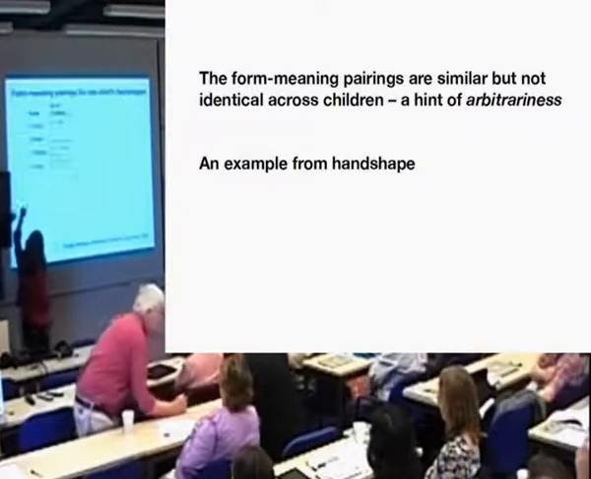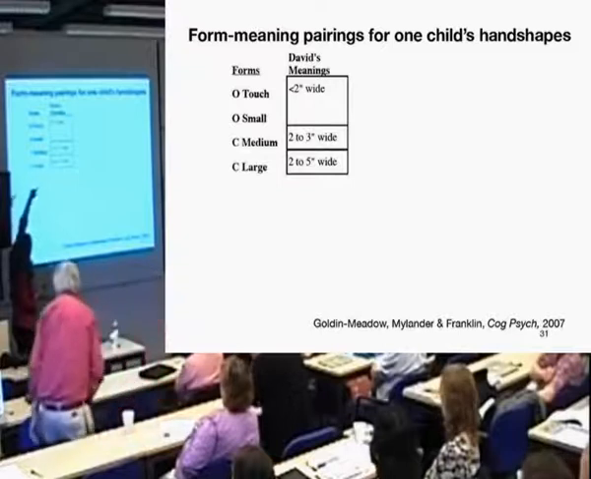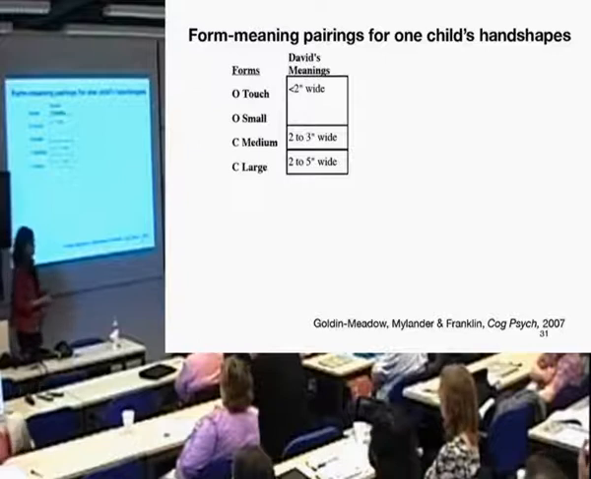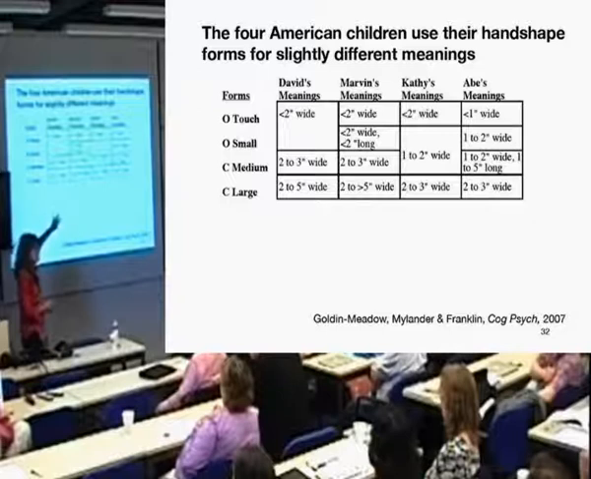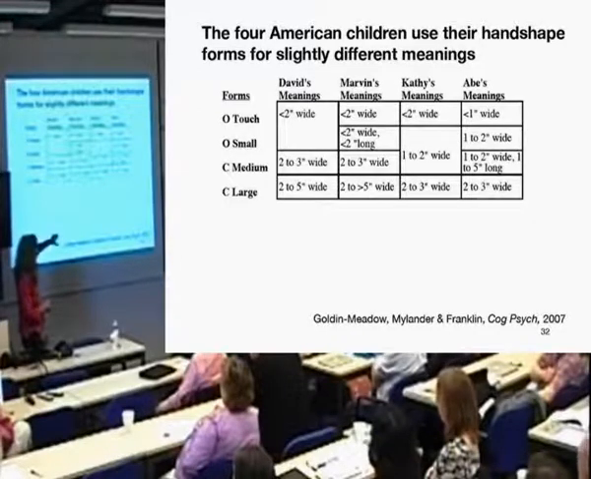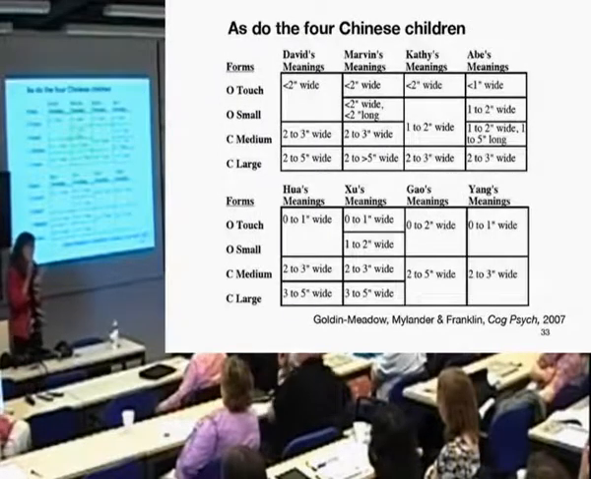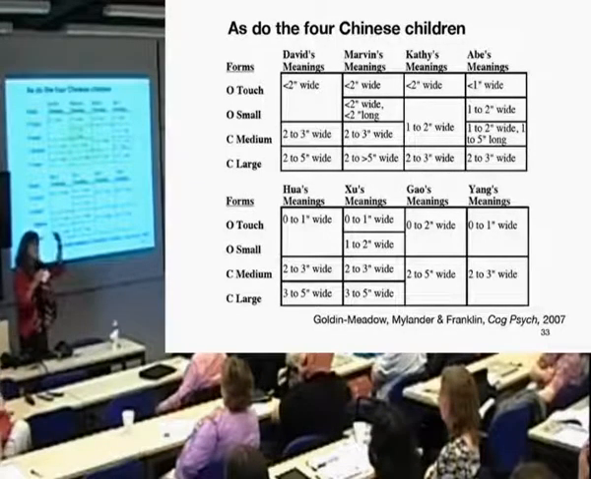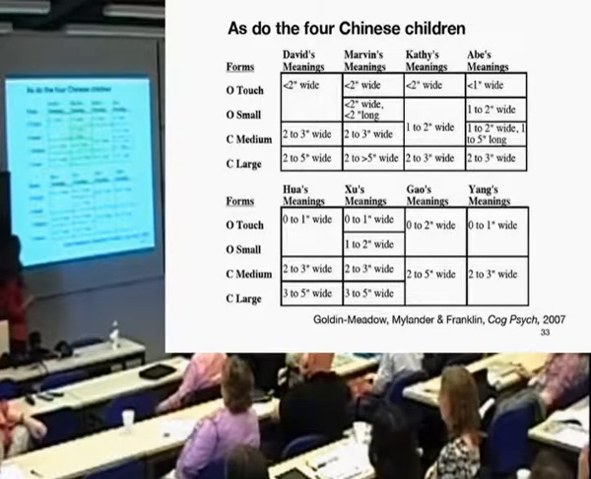So just to give you an example from handshape, these are the four handshapes, O touch, O small, C medium, C large. These are David's meanings, two inches wide, whatever. He has three different meanings for those forms. Martin's meanings are different. He actually breaks up that continuum into four chunks. Kathy does three, but a different three. Martin does four, but a different four. And the Chinese children are the same. So it's not arbitrary in the way that Sue might talk about arbitrariness, but they're not totally given. It's dividing up the system into different categories, which is the first sign that these kids have an arbitrary system.